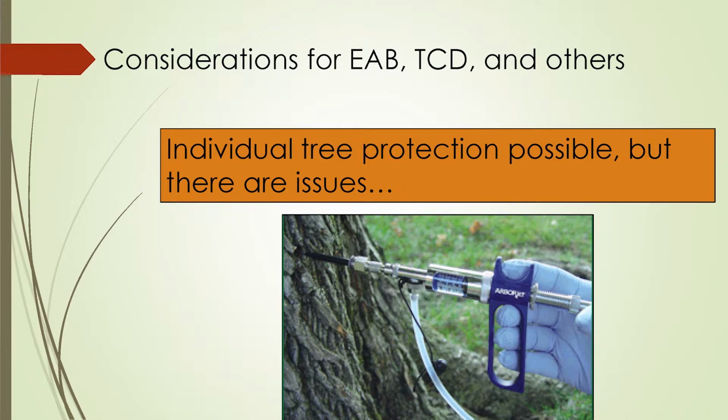Fourth, there are insecticide products on the market such as emamectin benzoate that can provide single tree protection through stem injections or soil drenches. However, there are obvious considerations of using pesticides such as cost. It can cost between $300 and $500 to protect a single ash tree for 1 to 3 years, and other costs such as environmental and human health risks. For instance, because black walnut is considered a food crop, certain pesticide regulations do apply.